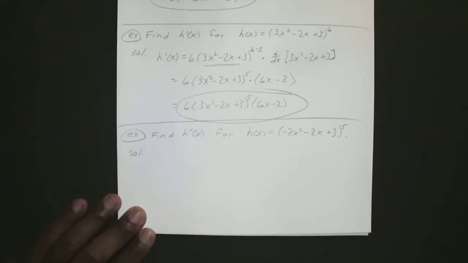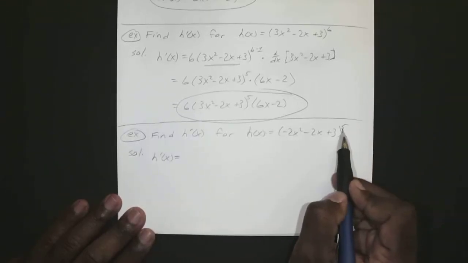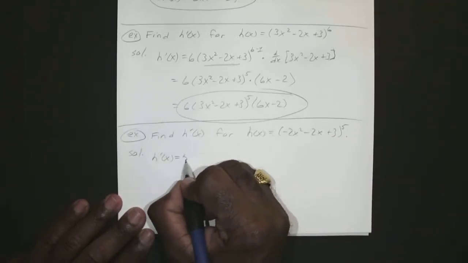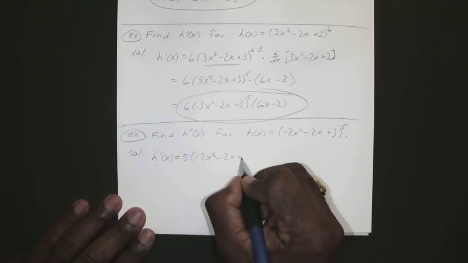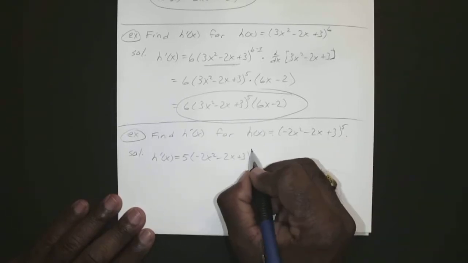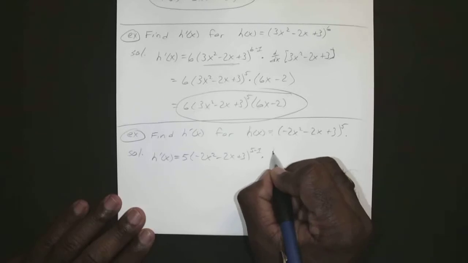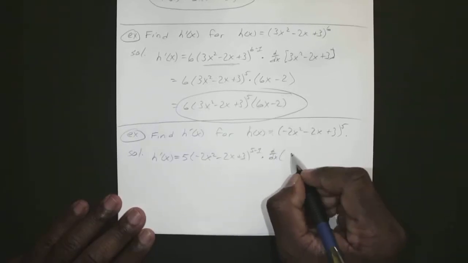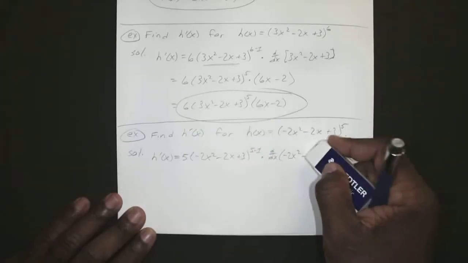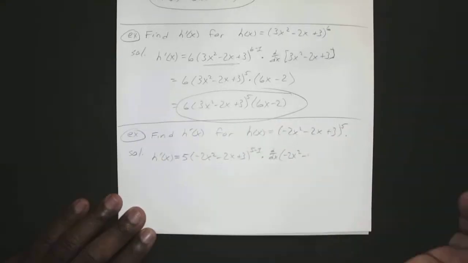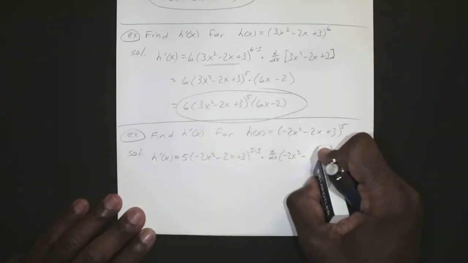All right, so for this one, our h prime of x, we're going to get that exponent and just bring it down to the front. Negative 2x squared minus 2x plus 3. Then we're going to subtract 1. Then we're going to multiply that by the derivative of what's inside.